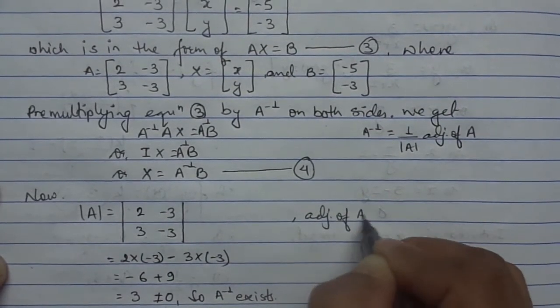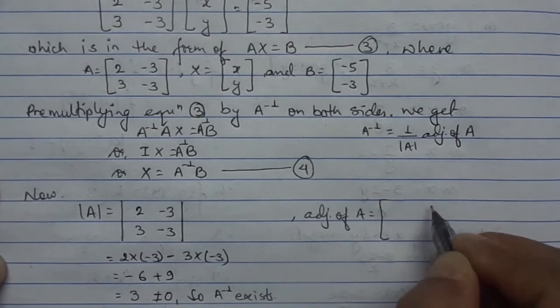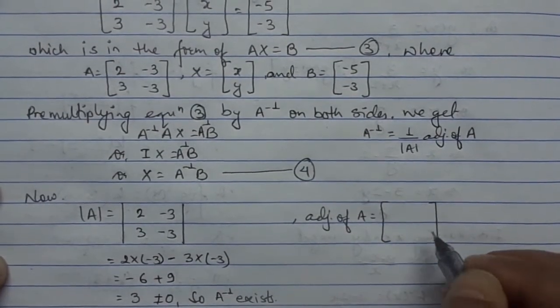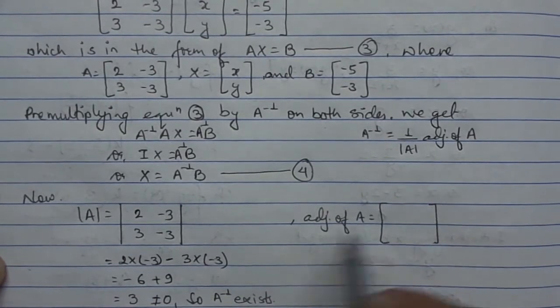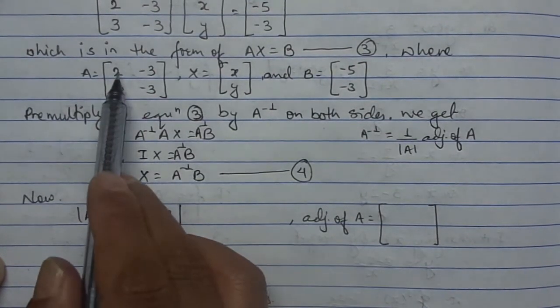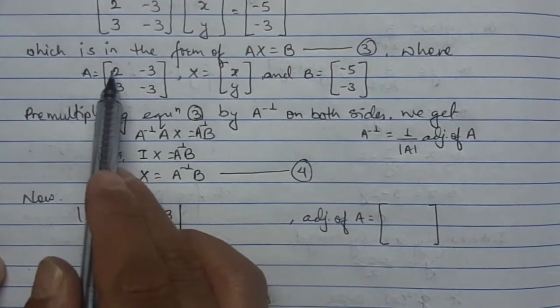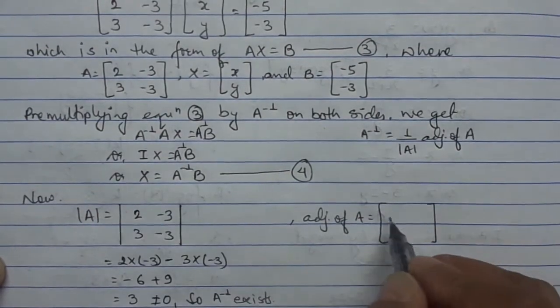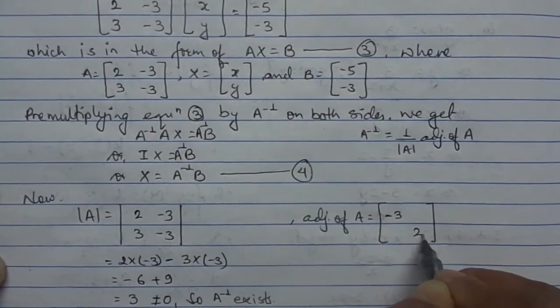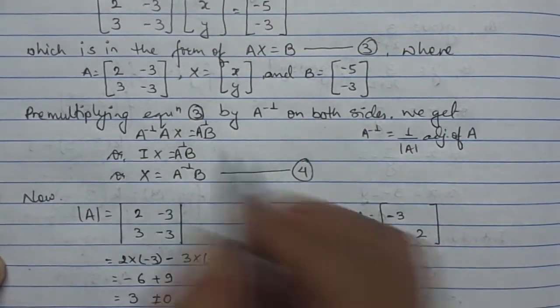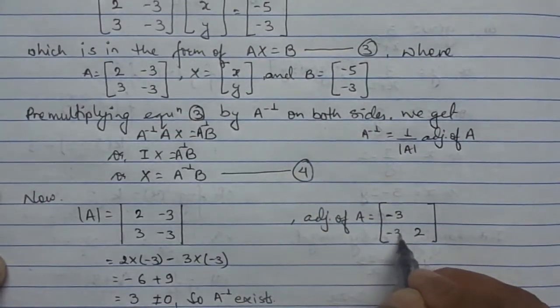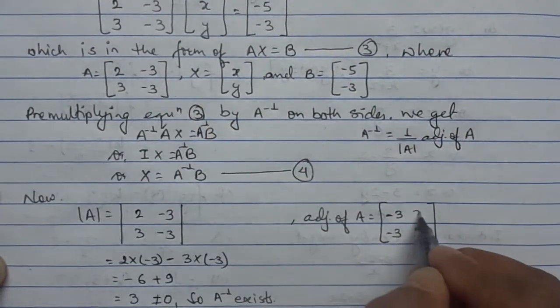Similarly, we need to find the adjoint of A. It's easy for a 2 into 2 matrix; there is a simple method. While finding the adjoint of the given matrix, we interchange the principal diagonal elements, so it's minus 3, 2, and for the remaining elements we change their sign. It's plus 3, now it will be minus 3. It's minus 3, it will be 3.